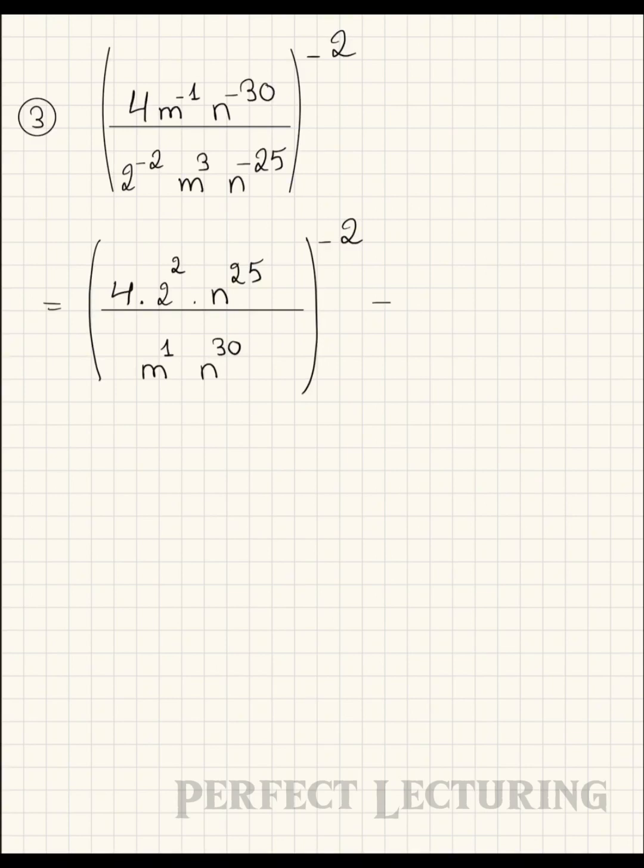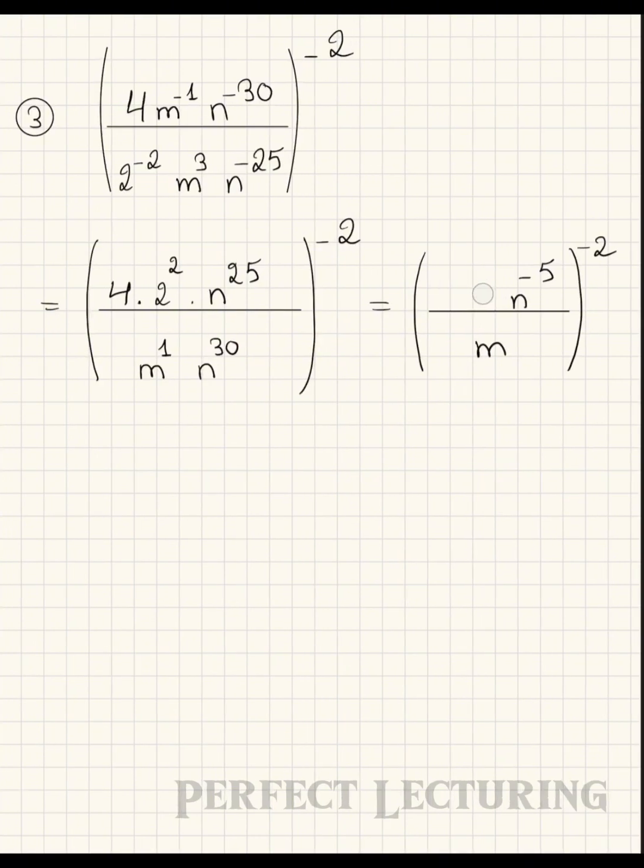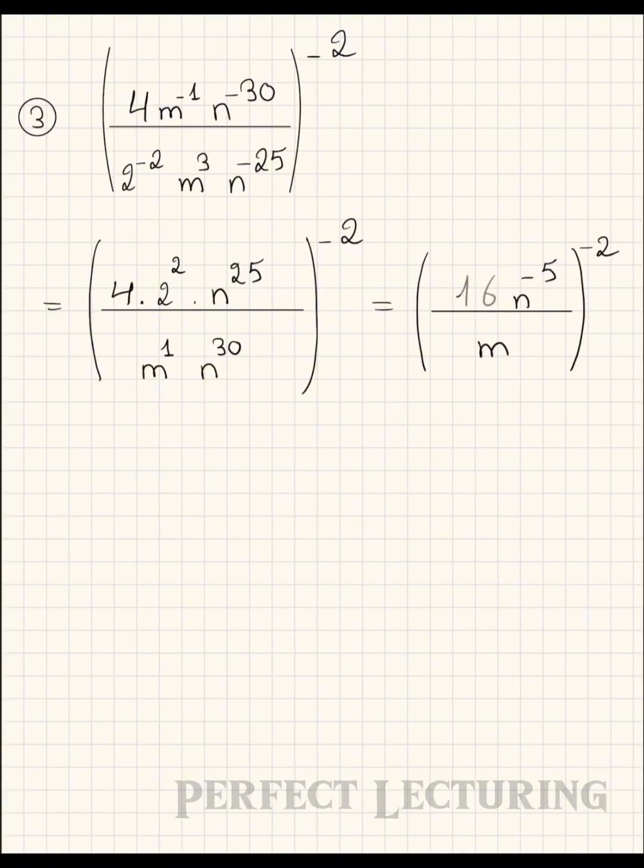What we can do here, we can still move forward and simplify more inside the parentheses. So I have 4 times 2 to the power of 2, which is 2 times 2, which is 4. And n to the 25 with n to the 30, I subtract 25 minus 30. So 25 minus 30 is a negative 5. And m to the power of 1 is simply m. All of it to the power of negative 2. And right away, we can replace 4 times 4 by what? By 16.